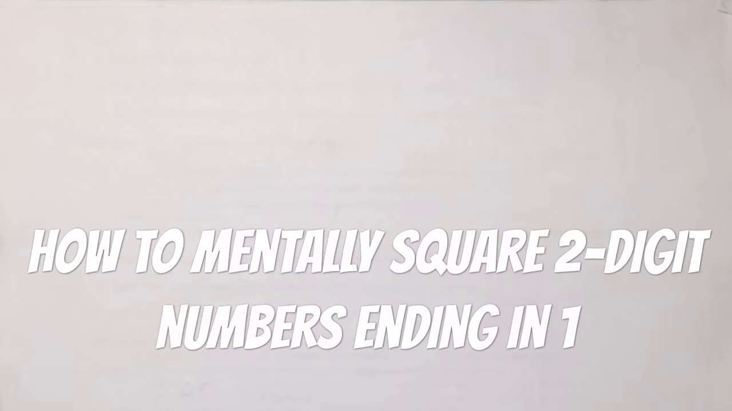Hi guys! In this video, I'm going to discuss how to mentally square two-digit numbers ending in 1. So again, this is just the same as squaring two-digit numbers ending in 2 and 3. The only difference is that the constant number here is 2 instead of 4 and 6.